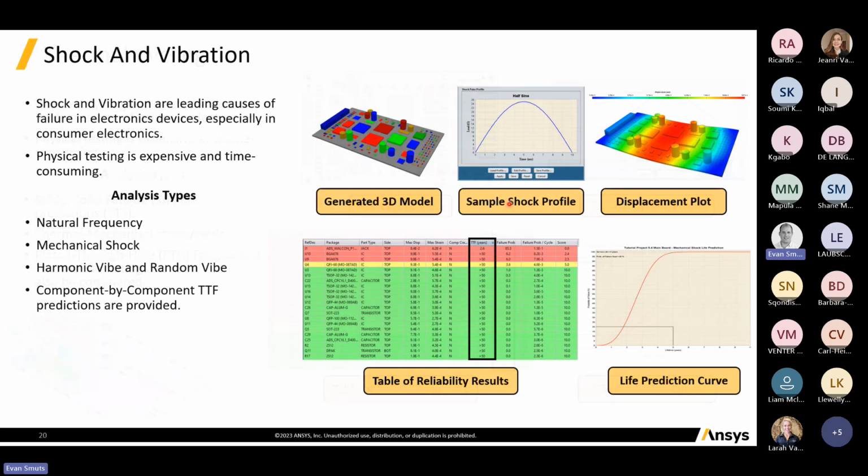We can then also do mechanical tests as well, looking at things like shock, just an impact on the board, or some sort of vibration coming either from random vibration or harmonic vibration. And we can see how that will structurally deflect different areas of the PCB, and how that is going to then put strain onto the actual components themselves. And then again, we can predict how long we expect them to last.